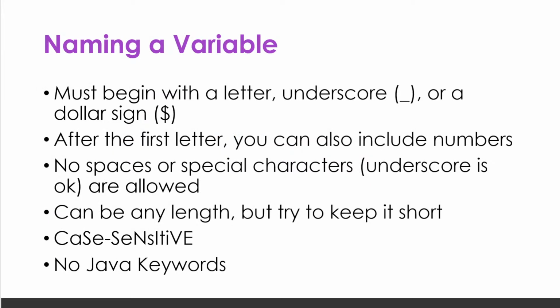Right, so after the first letter, I can put numbers. So in the middle of a word, or at the end of a word, I can put numbers because the thing that came before it is a letter. So then it knows it's something different at that point. No other spaces or special characters. Can't use a space. Can't use any special characters beside underscore or a $ sign. And $ sign can only be at the start. Can't be in the middle.